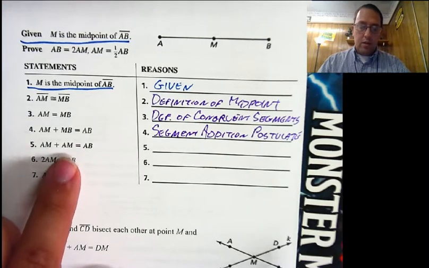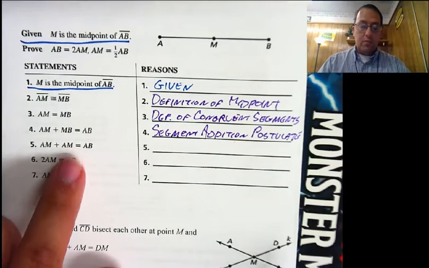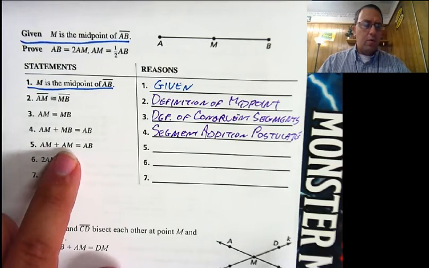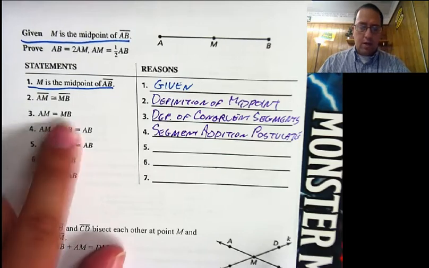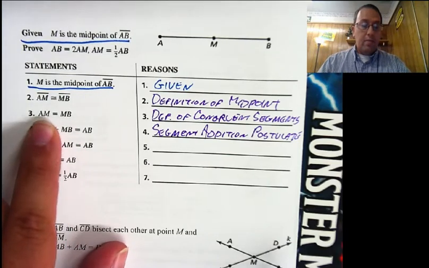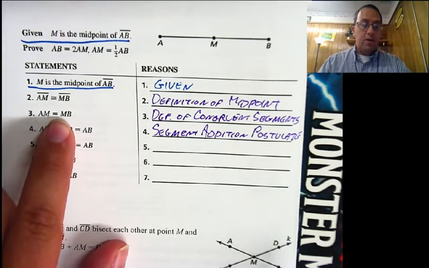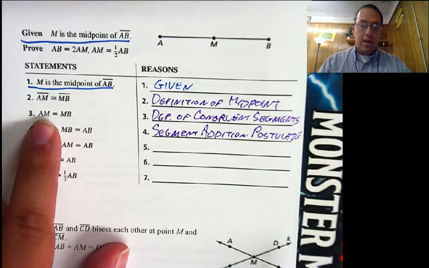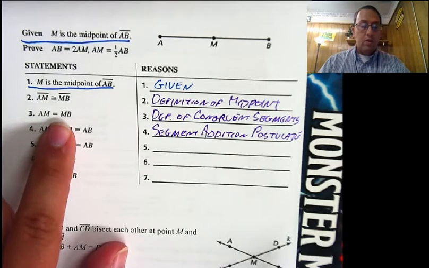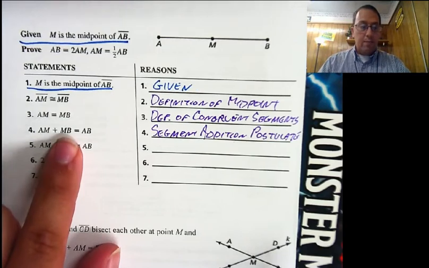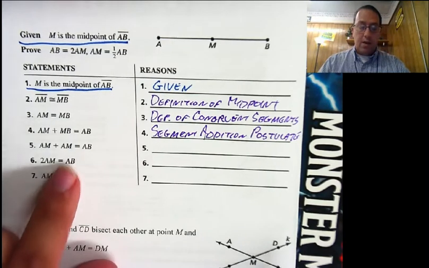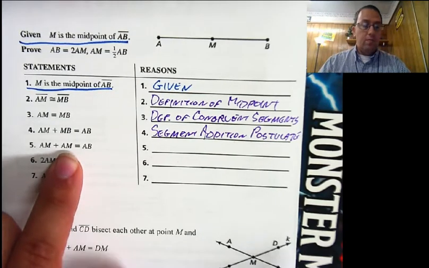What changed? Well, MB switched to AM, right? We switched which segment we're doing. How can we do that? What lets us do that? Well, let's see here. Okay, here we go. AM is the same thing as MB, right? And so if AM is the same length as MB, they have the same measurement, they equal each other, that means anywhere I have MB, I can take the MB out and put the AM in, right?